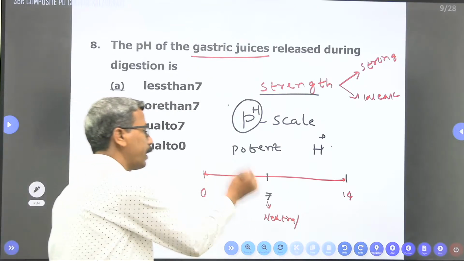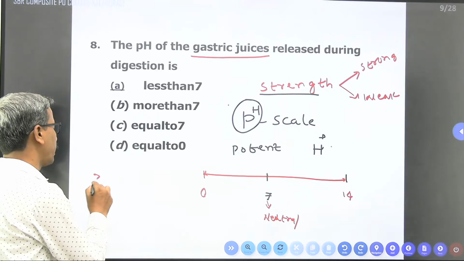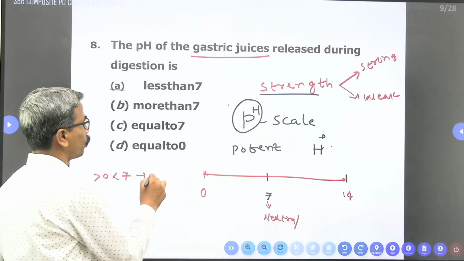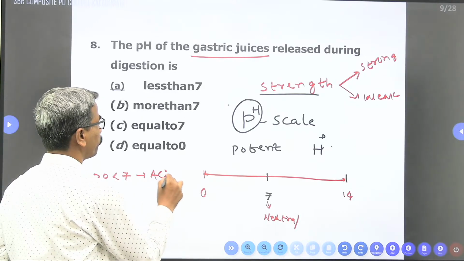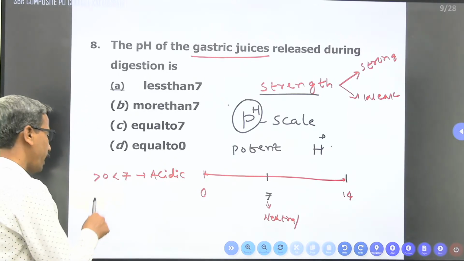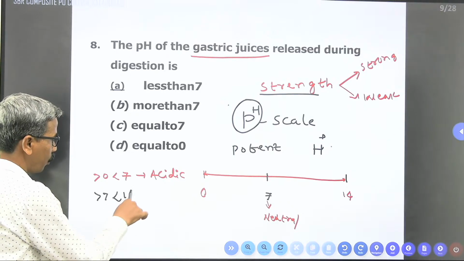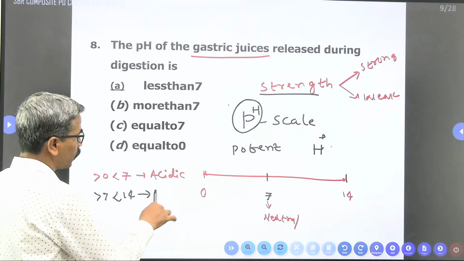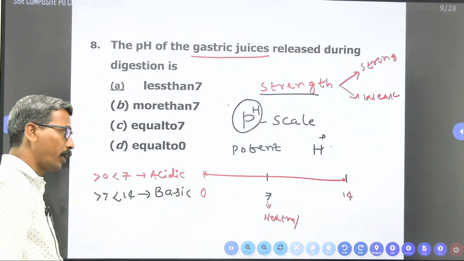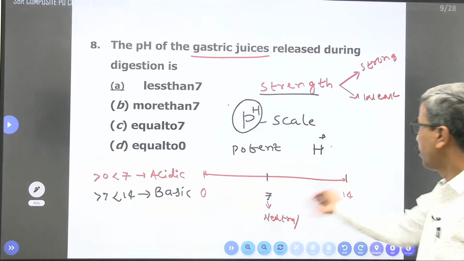Above 0 and less than 7. Now if I write here greater than 0, less than 7, then those solutions are acidic. Suppose if it is greater than 7, less than 14, then those solutions are basic. This we have already discussed. Now this is the pH scale.